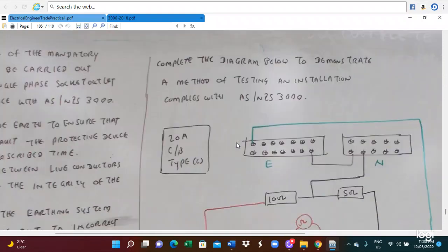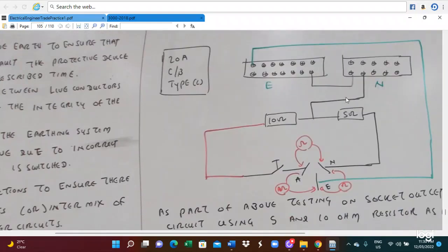So here is the connection, and this is a socket outlet. This is the circuit breaker, this is the earth link, and this is the neutral link. We have to measure the resistance between this and this one. You can connect a 10 ohm here, and a 5 ohm here, then measure with the ohmmeter. By this way, you can measure the polarity. This is the polarity measurement connection diagram.